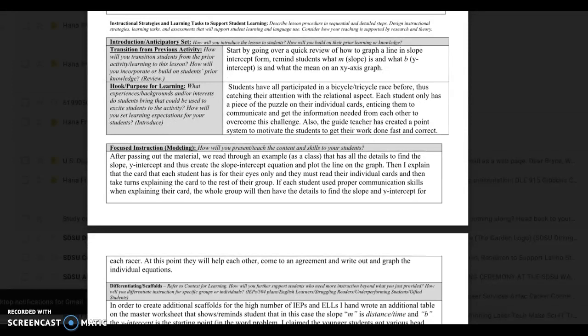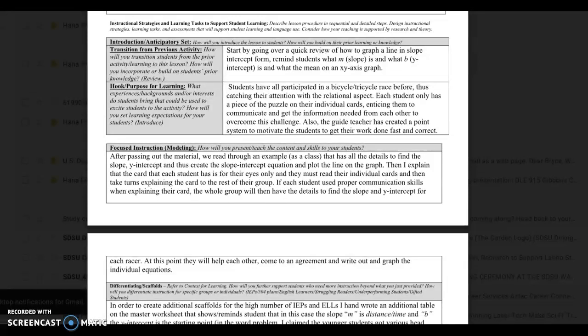And so then we move on to how we transition from the previous activity, where they were just introduced to slope-intercept form, to now graphing it, using a word problem to interpret it. In this case, the guide teacher where I helped out did a quick review on how to graph a line in slope-intercept form. We reminded the students what m is in the equation y equals mx plus b, which is slope, and of course b is the y-intercept, and then practiced graphing a couple simple graphs.